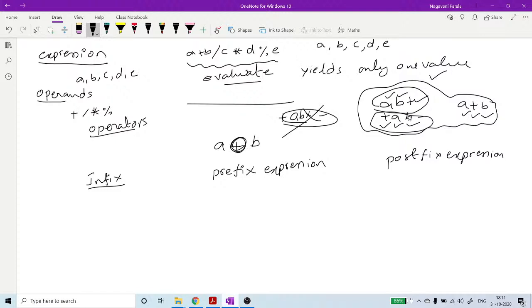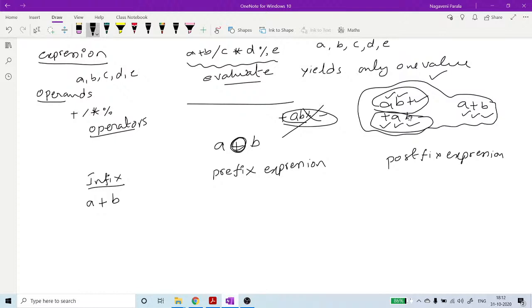But today, since it is basic programming, we are going to use only infix. Based on the position of the operator, the expression name is given. I am keeping this symbol in between the operands, A and B. I am saying this is infix, because in between the two operands I have kept the operator.